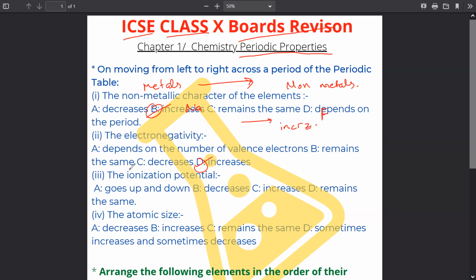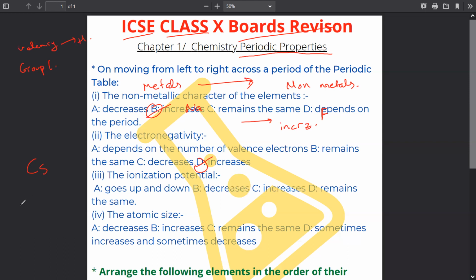Then we move on to the third question, the ionization potential. Now, what exactly is the ionization potential? For example, if we take cesium. Cesium is in the bottommost position of group 1. The group 1 metals have valency +1. So cesium is at the extreme bottom, and it is probably the most metallic element in the periodic table.